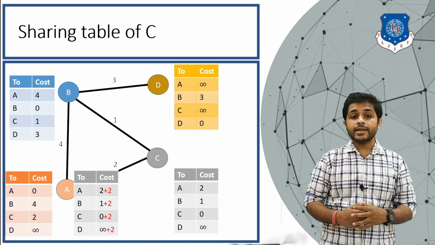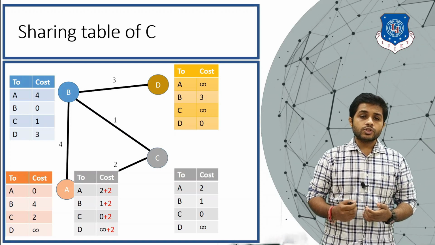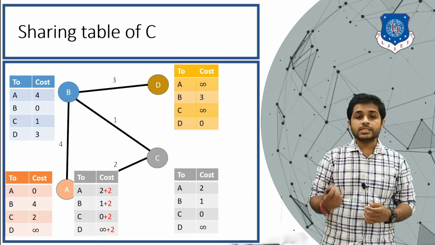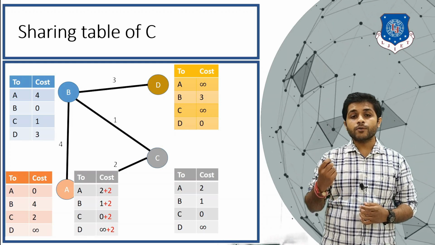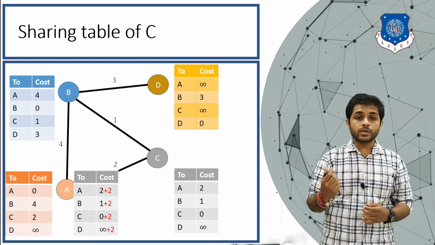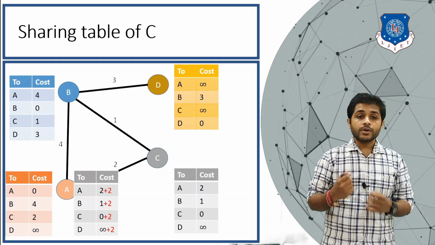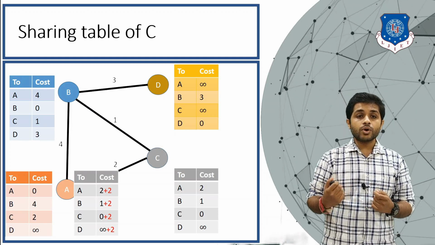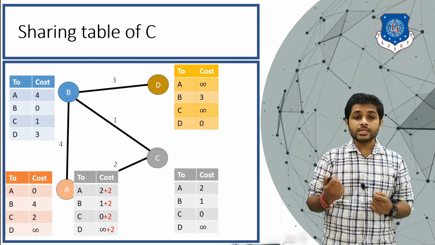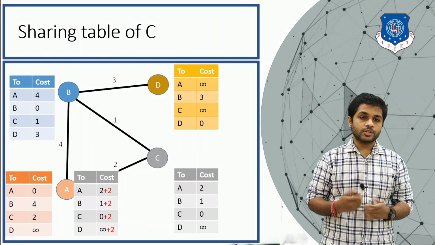Now why is it adding 2 to every entry? So what is the meaning of C's table? The values in C's table tell you the distance to all the routers from C. So A knows that if A wants to reach all the routers via C, then it has to add 2 to C's table. So it is adding 2.